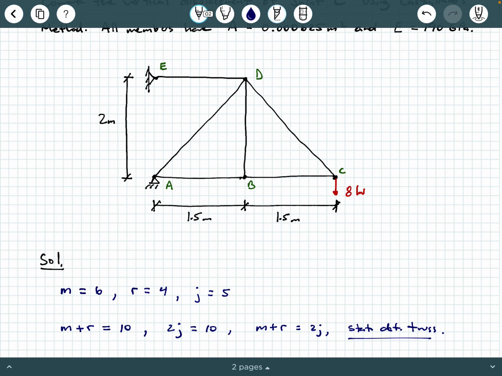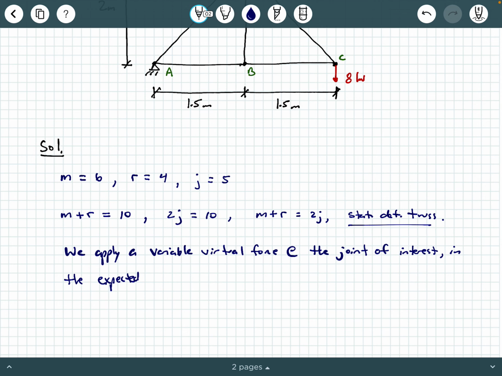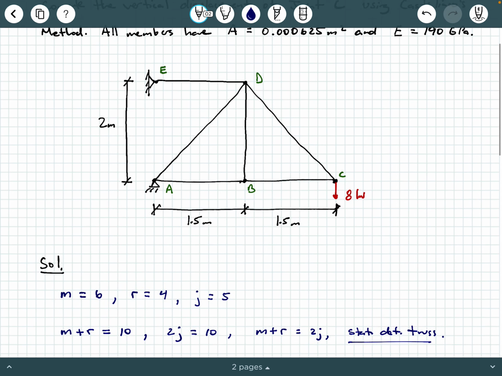So now that we remember that and we have a statically determinate truss, let's get started with applying Castigliano's method. What do we do in Castigliano's method? Well, we apply a variable virtual force at the joint of interest in the expected direction of displacement. So our joint of interest here is joint C.